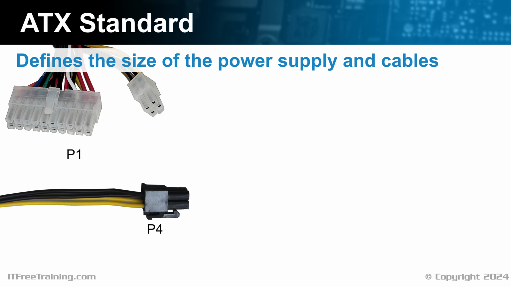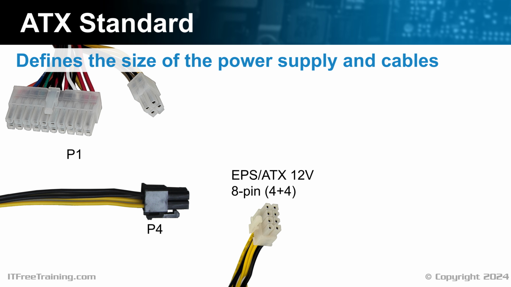As time went on, the P4 connector was not able to provide enough power. To provide even more power, the EPS connector, also called the ATX 12-volt connector, was added. This connector is an 8-pin connector which is essentially 2 P4 connectors. This connector can be used as an 8-pin or split into 2 4-pin connectors.